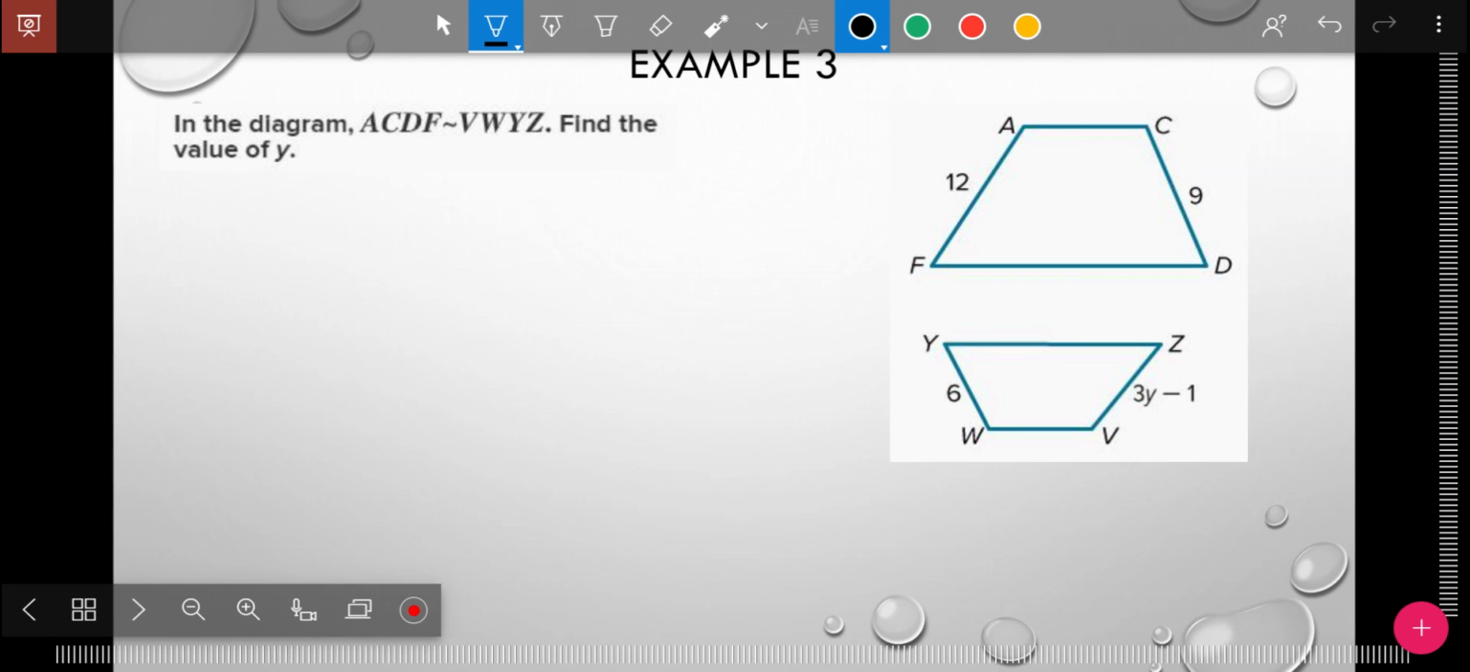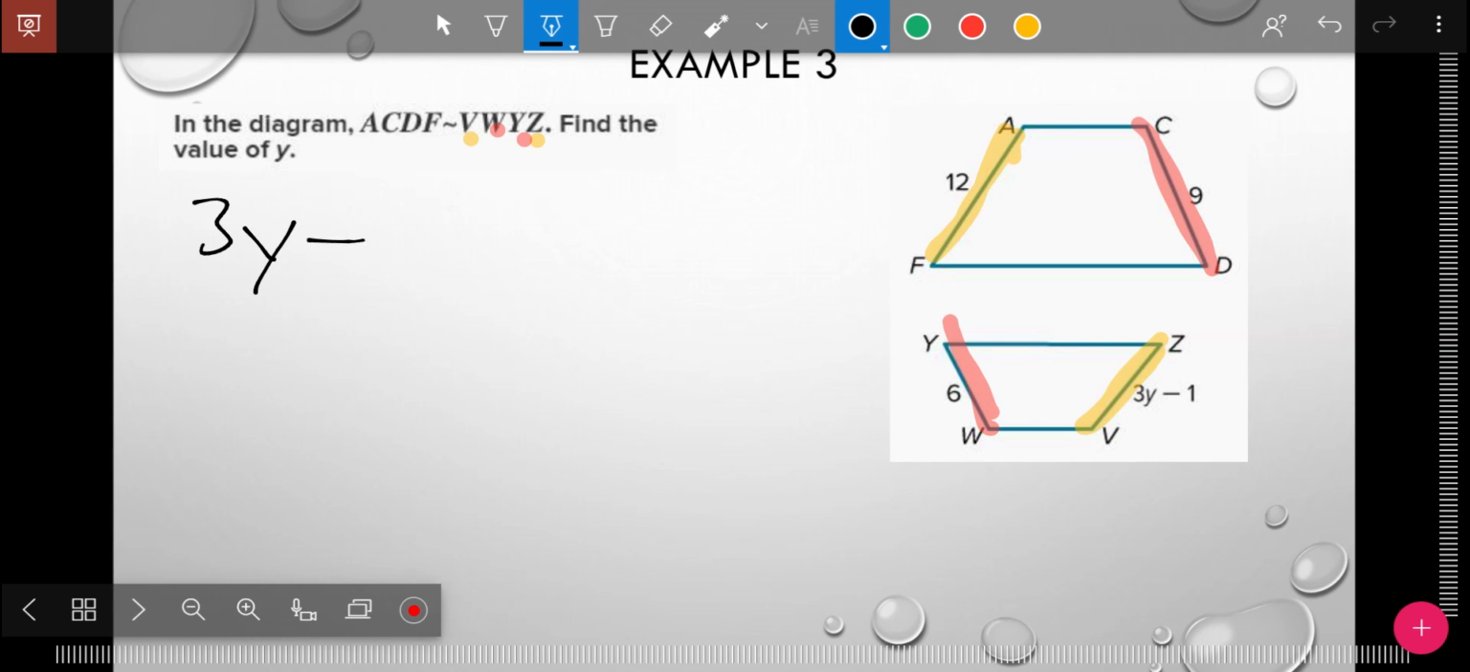So first I want to work with the Y. The Y is right here. VZ, first and last, goes with AF. And then I'm going to use this side because it has a number. YW goes with CD. And so now that I know how I pair things up, I'm going to put 3.